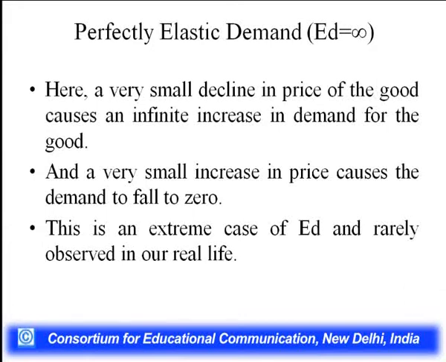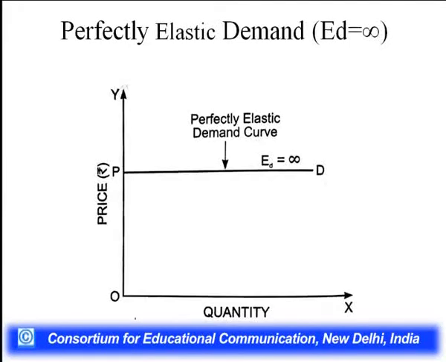It may be noted that in both these cases, a very small decline in price results in a very huge or almost infinite increase in quantity demanded, and vice versa. This is probably an extreme case of elasticity of demand, and it is rarely observed in real life. This is the diagram showing the perfectly elastic demand, in which the OX axis shows the quantity demanded of a commodity and the OY axis shows the price of the commodity.